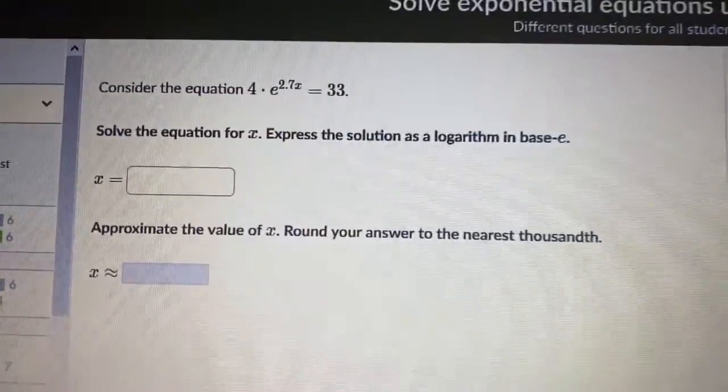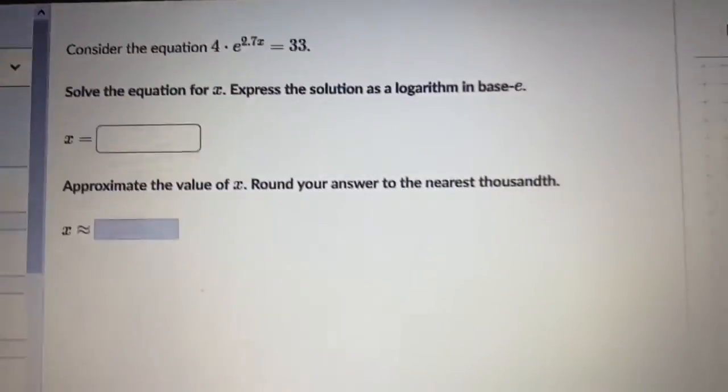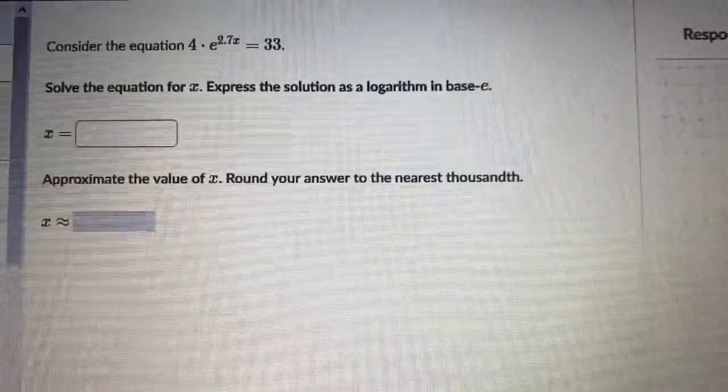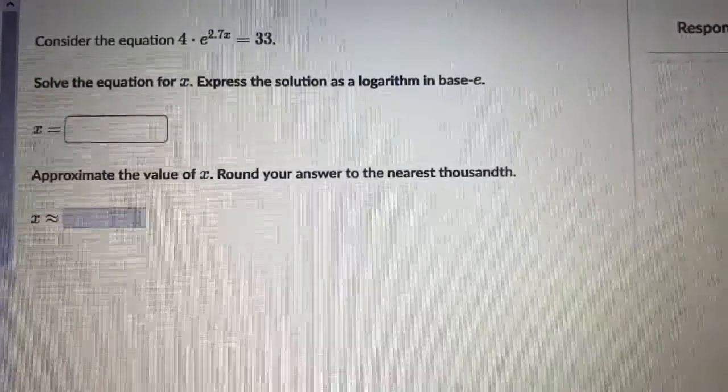And final problem for now, first step, I have e to the 2.7x equals 33 over 4.